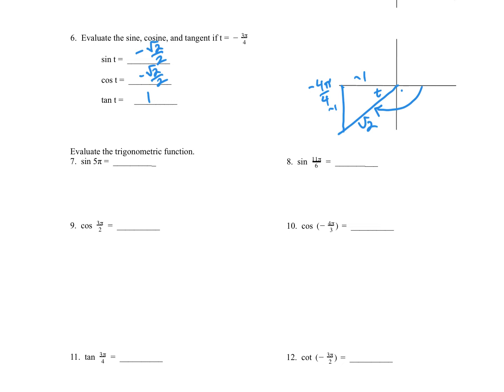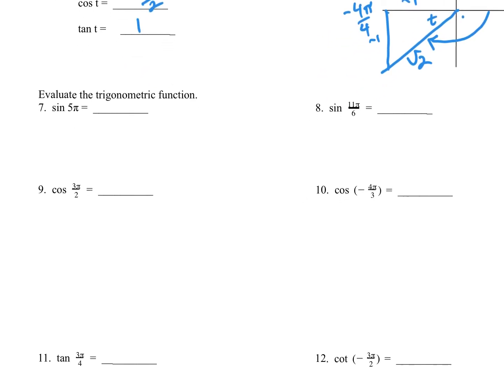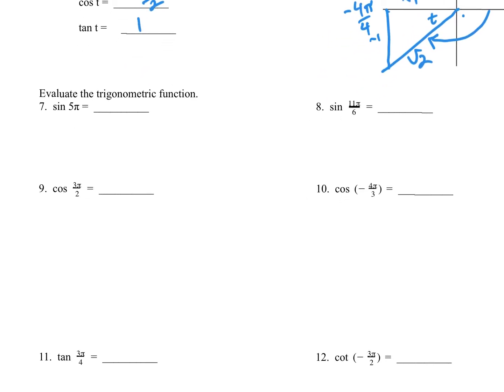Number 7, evaluate the trigonometric function of each. So sine of 5 pi, well, that's technically pi because it's an odd number, so it's pi, it's 180 degrees. That means the coordinates are negative 1 comma 0. Sine is y, so it's 0.